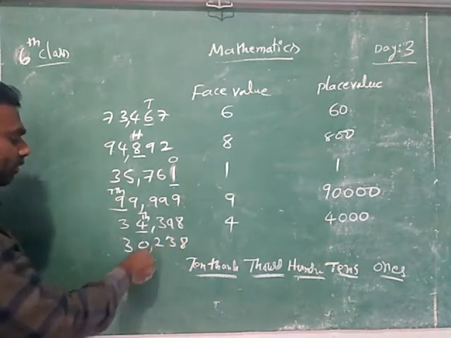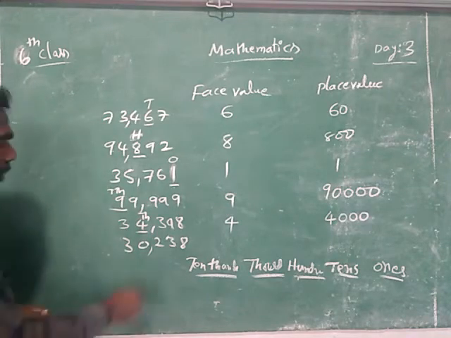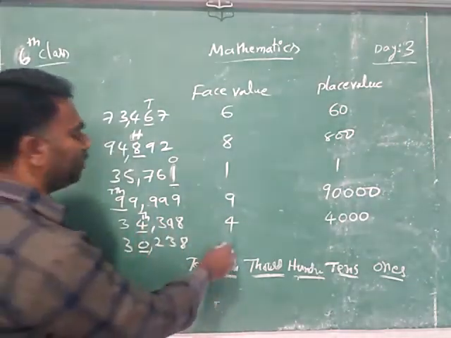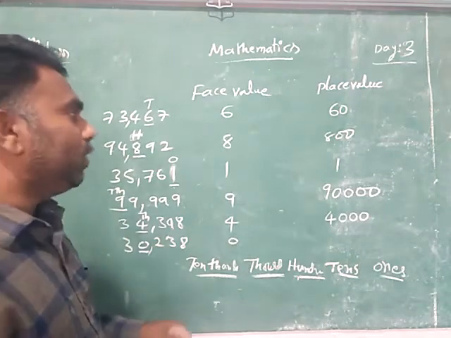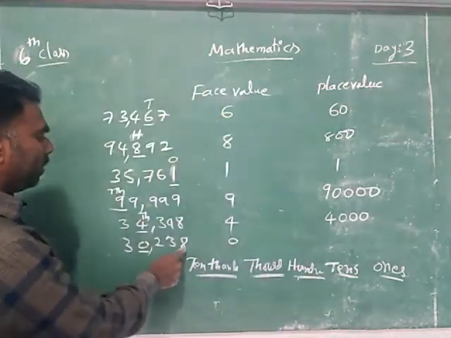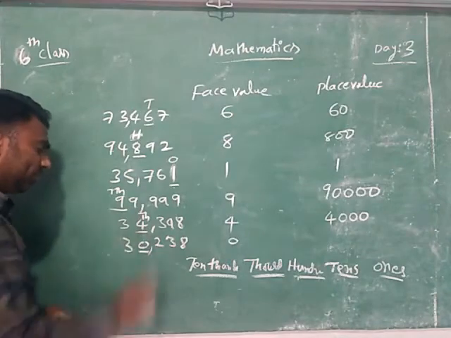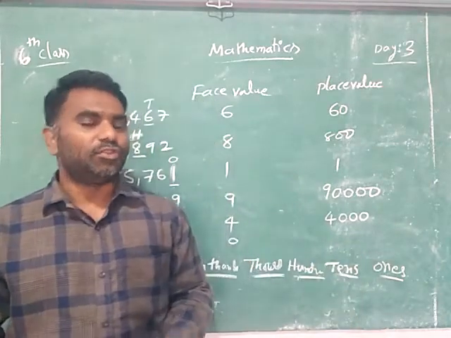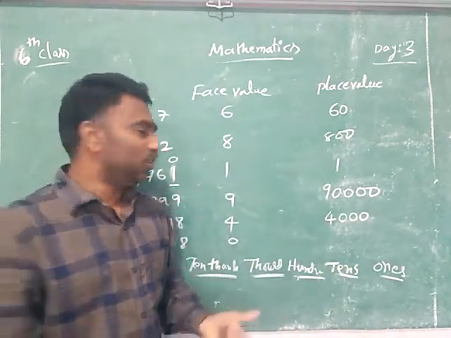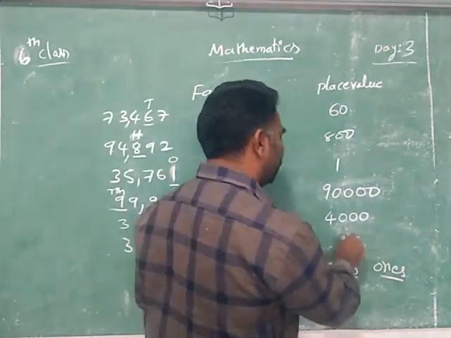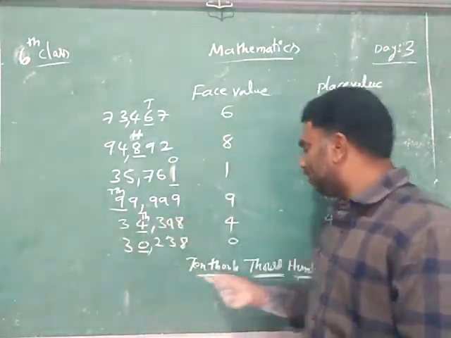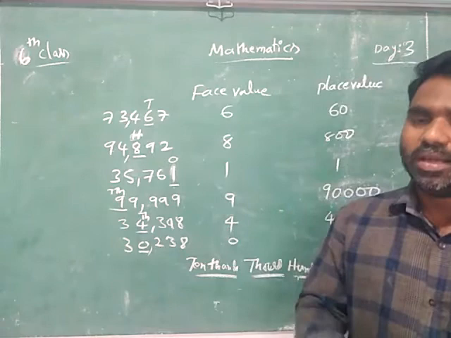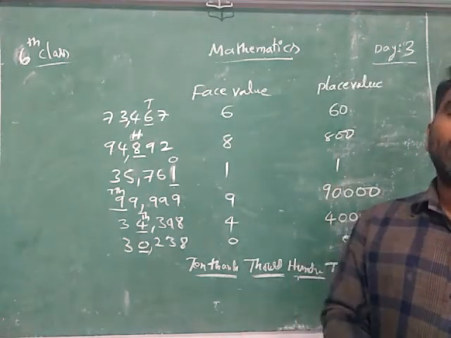This number is 30,238. What is the face value of this underlined digit? The digit which is looking there, 0. And what about the place value? Ones, tens, hundreds, thousands. 0 is in thousands place. 0 thousands? 0 thousands is 0. That's why the place value is 0. The place value of 0 is 0 only, because 0 10,000s is 0 only, 0 thousands 0 only, 0 hundreds 0 only, 0 tens also 0 only.